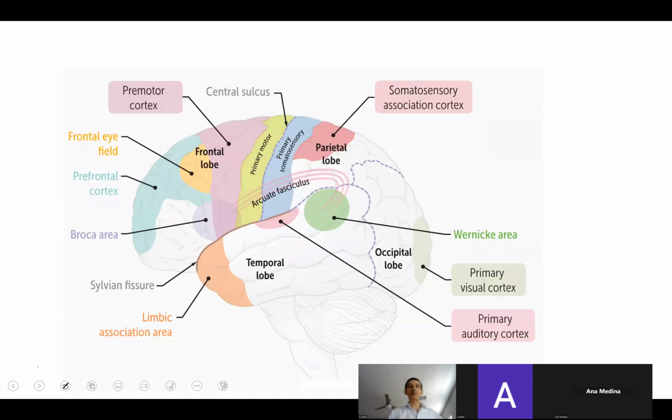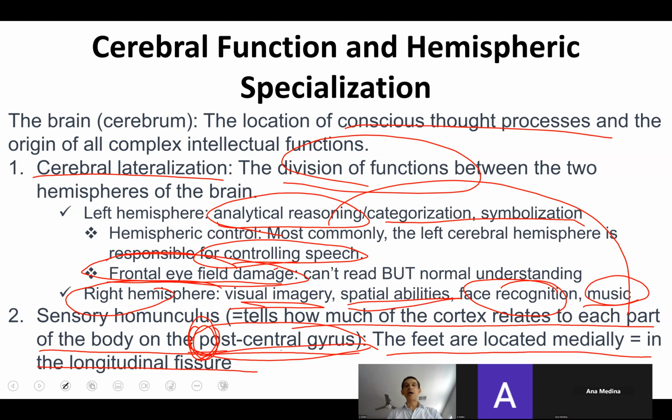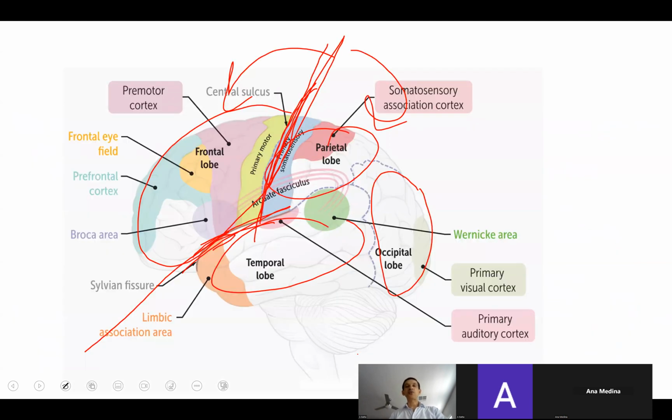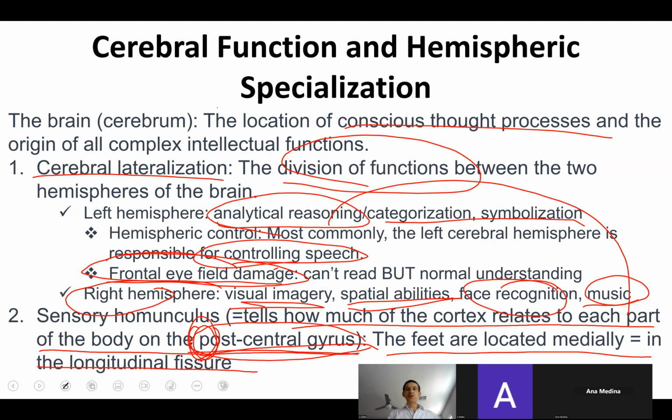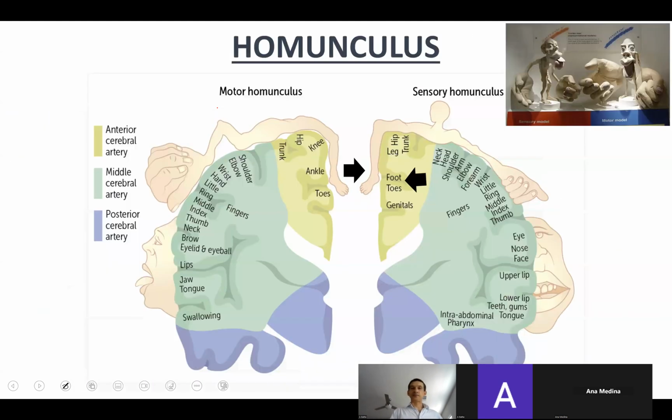Let's look at the picture. Primary motor cortex, primary somatosensory cortex. Primary somatosensory cortex is your post-central gyrus, so-called because of that central sulcus, okay? Feet are shown here, and they're located medially. This is your median. They're located toward the inside. They're called medial. Okay.